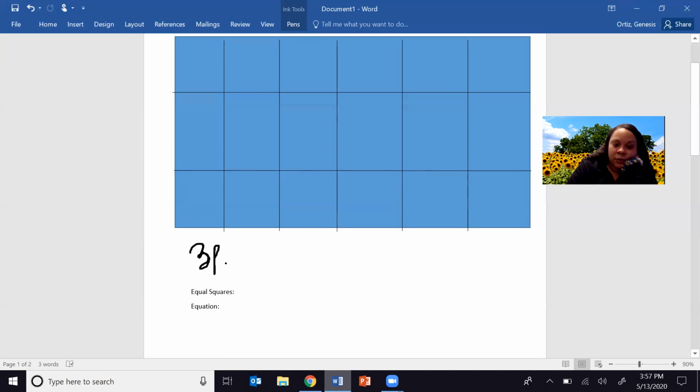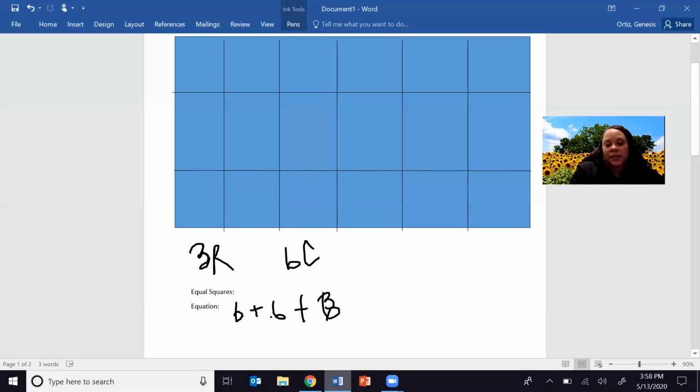I'm gonna put 3R for rows, and 1, 2, 3, 4, 5, 6 columns. I'm gonna put 6C for columns. And now I can draw my equation. Well, I can add 3 6 times, or I can add 6 3 times. So I'm just gonna do 6 plus 6 plus 6 just because it's easier. Or for my mathematicians out there, you could just do 6 times 3.